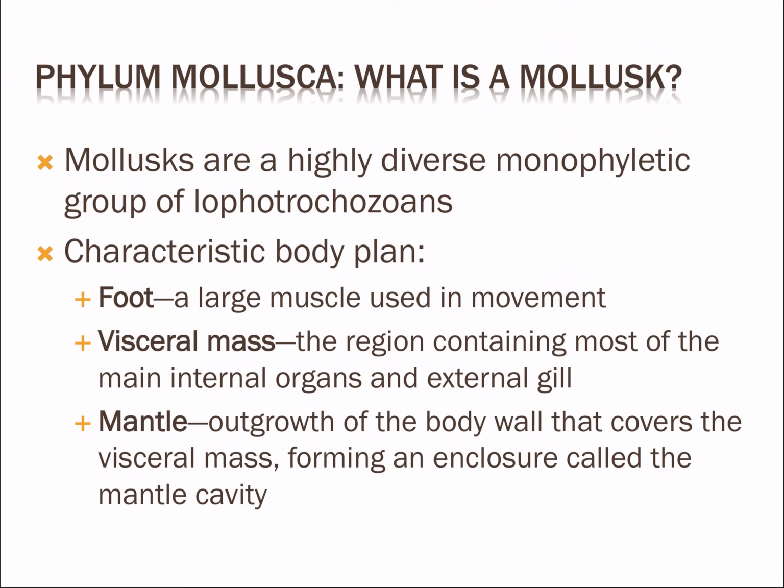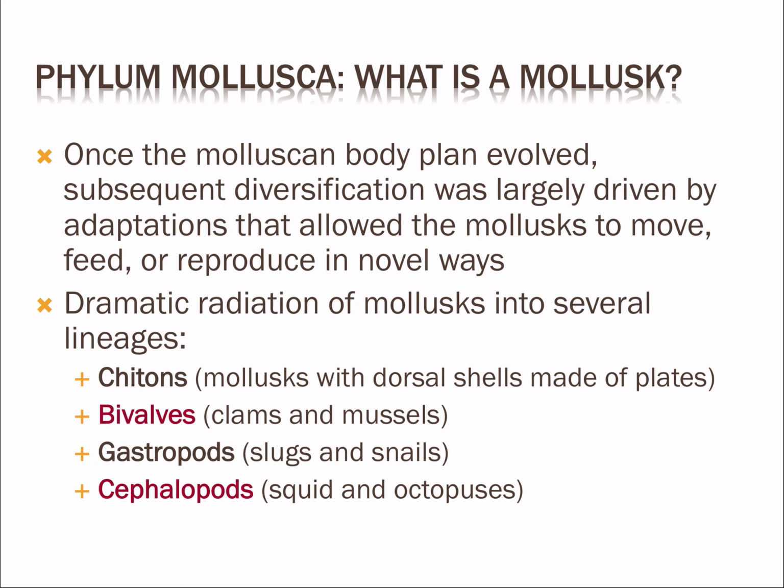The characteristic body plan of these guys: they all have this structure called a foot. Pretty much they all have it. It's a large muscle used in movement. They have a visceral mass, which is where many of the internal organs and an external gill are located. And they have a structure called the mantle, which is an outgrowth of the body wall that covers the visceral mass and forms an enclosure called the mantle cavity. So we're going to look at these different structures and how they apply to the various types of mollusks.